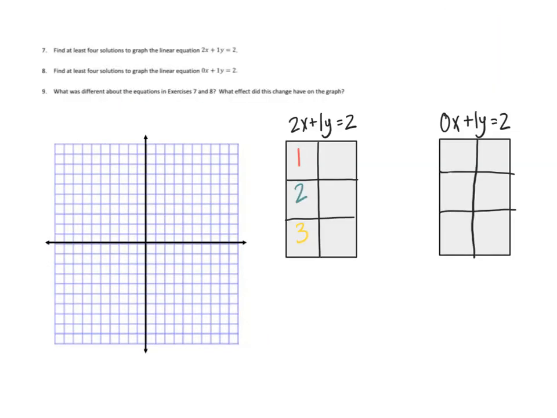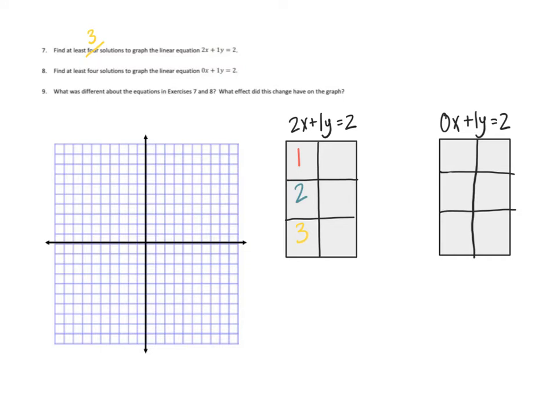All right, so looking at our next 3, number 7 says find 4 solutions to the graph of the linear equation 2x plus 1y equals 2. We're only going to do 3. And I already have the table set up. I want us to try 1, 2, and 3 for our x.